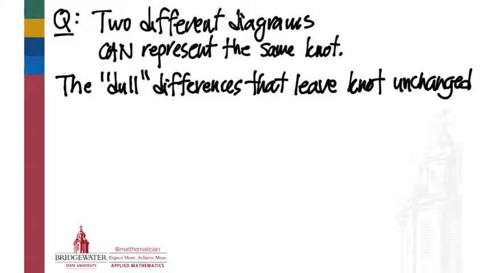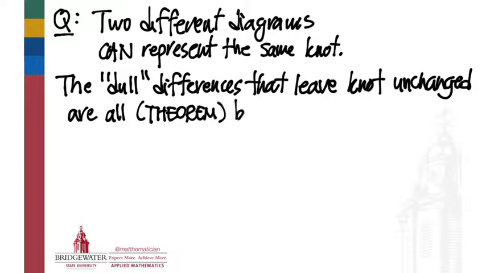There's a lot of things we could do to a diagram, but the 3 that we identified today are the building blocks of all of them. And that's an important theorem in knot theory. They are all, this is a theorem, built out of the 3 that we looked at. And here's the diagram of those 3. This diagram came from Wolfram's Math World website.